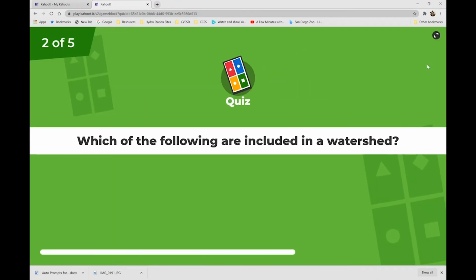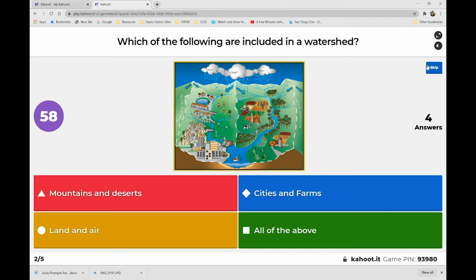Now question 2. Which of the following are included in a watershed? So what's included when we talk about watersheds? Is it red triangle, mountains and deserts? Is it yellow circle, land and air? Is it blue diamond, cities and farms? Or is it green square, all of the above?